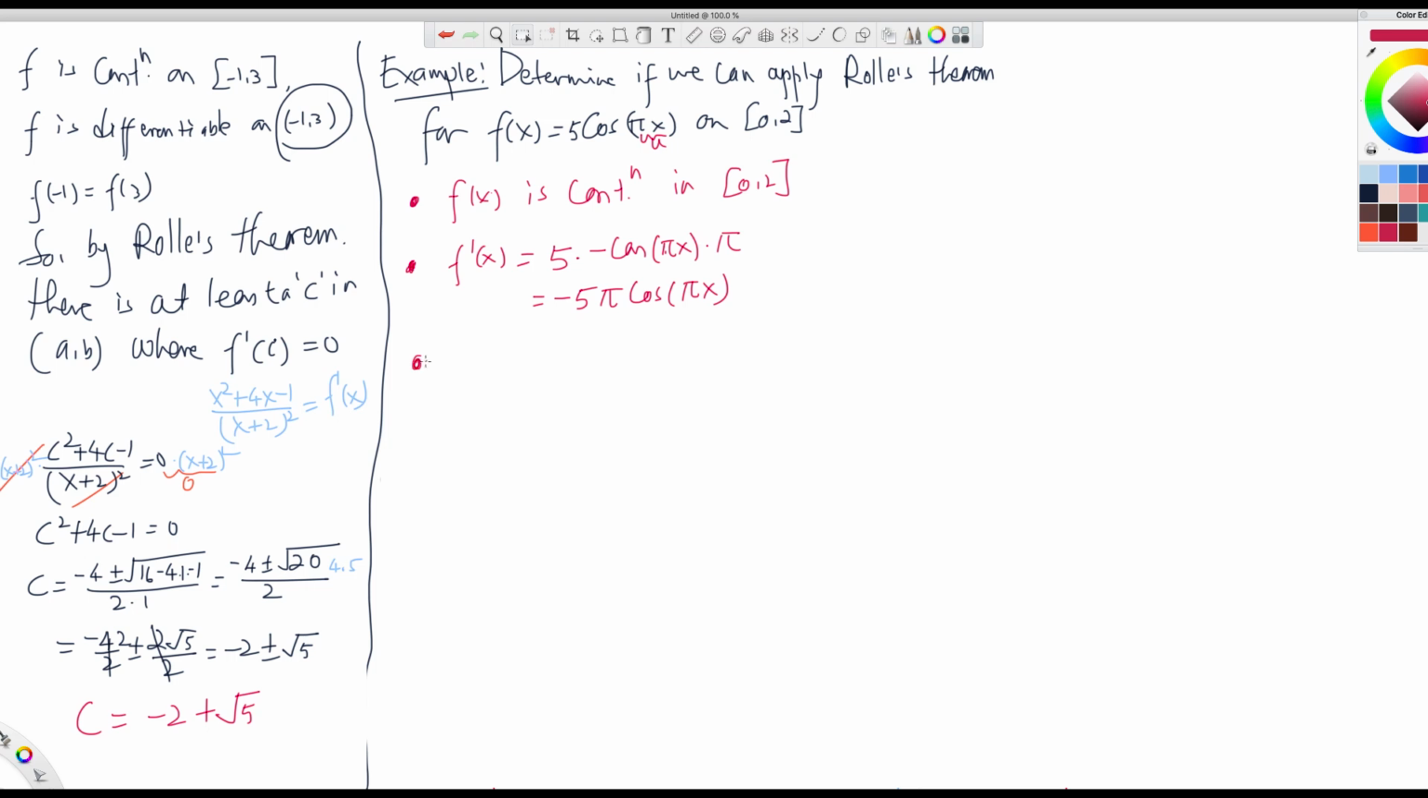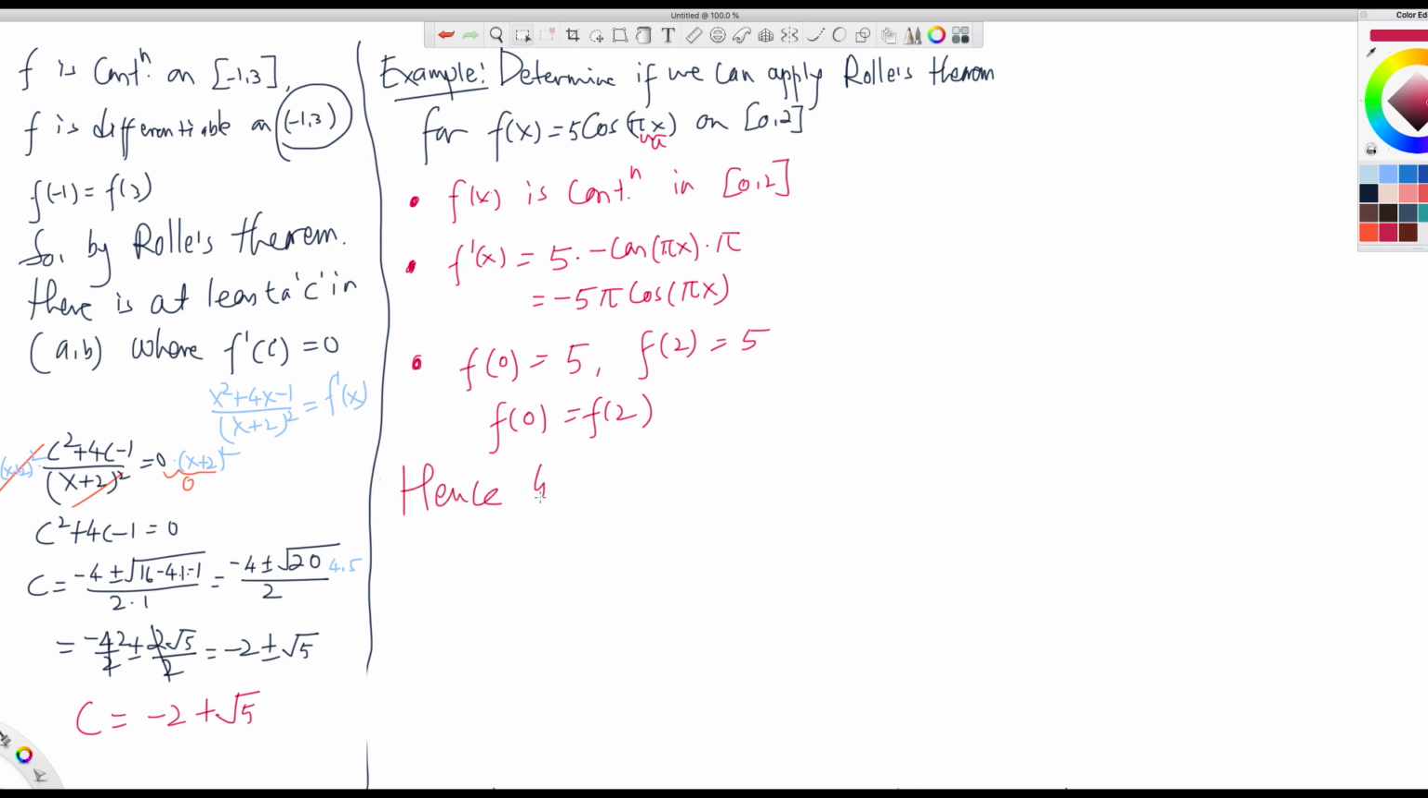How about the height of the function at the endpoints? What is f at 0? It is 5 times cosine of pi times 0, which is cosine 0. Cosine 0 is 1, so it is 5. And how about f at 2? f at 2 is 5 cosine 2 pi. Cosine 2 pi is also 1, so 5 times 1 is also 5. So f(0) equals f(2), and it satisfies all the conditions of Rolle's theorem.